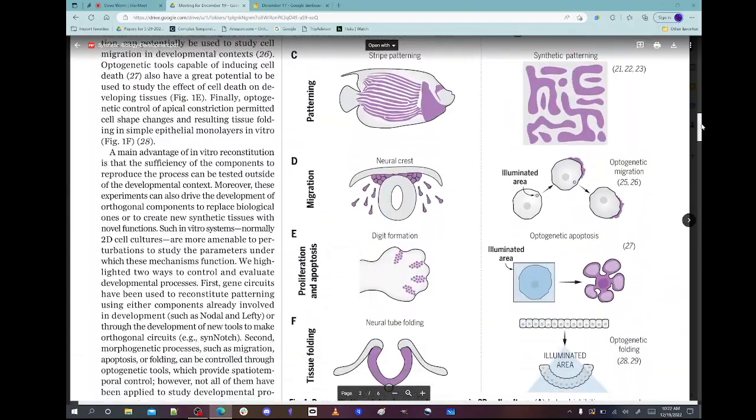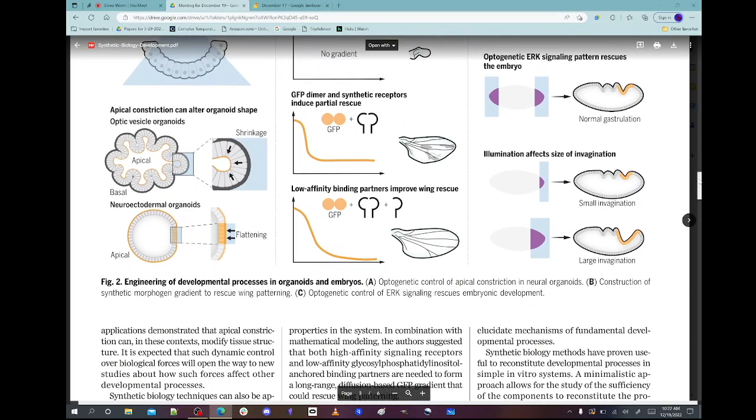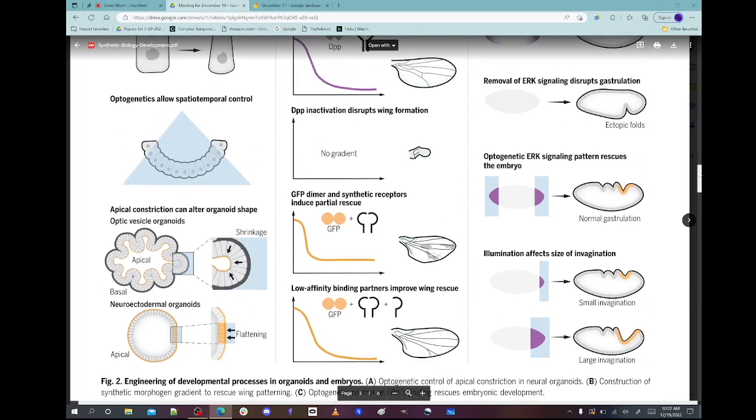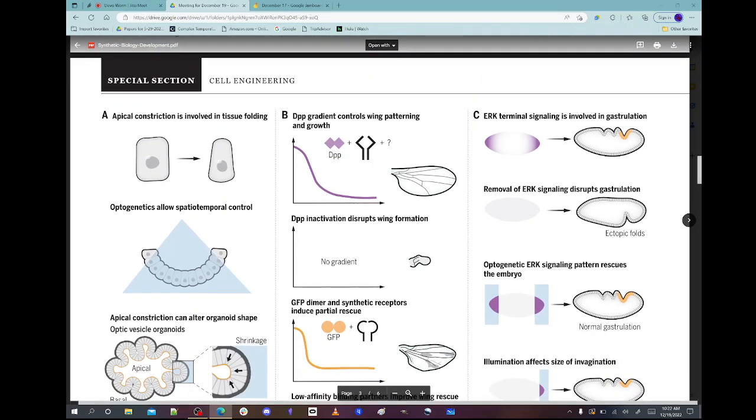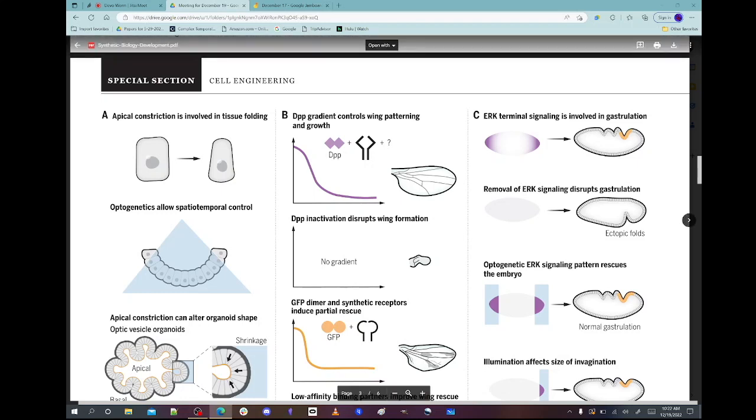And of course, in optogenetics, you need to have a genetically engineered target gene that responds to the optical stimulus. So this is a procedure that requires genetic engineering, but also an imaging modality. So this is another nice figure that shows the engineering and developmental processes in organoids and embryos. This shows some of these things, apical constriction, DPP gradient controls wing patterning and growth, so you can have this sort of control of molecular gradients. You can have terminal signaling where you can have the signal and you can remove the signal, and you can see the effect in the gastrulation of this embryo.